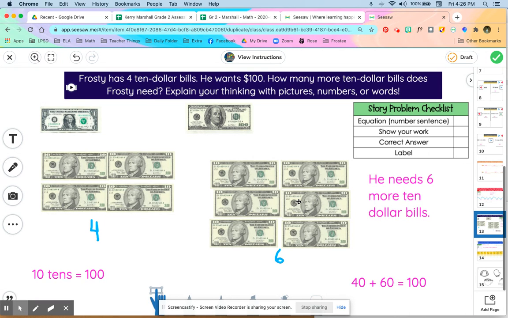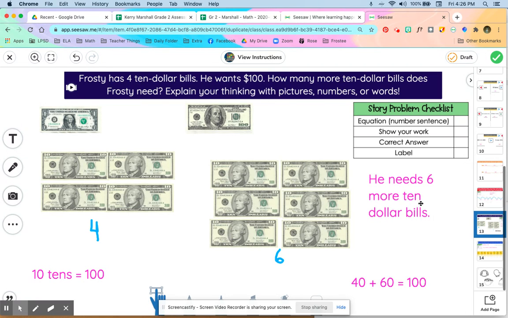10 tens is 100. So things I was looking for, again, this was kind of hard to have an equation, even though a lot of the students put 40 plus 60 equals 100. I was more looking for them to tell me that 10 tens was the same as 100, and I needed the label, he needs 6 more $10 bills.